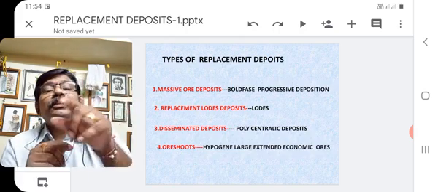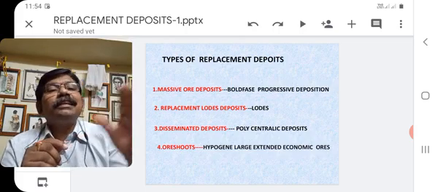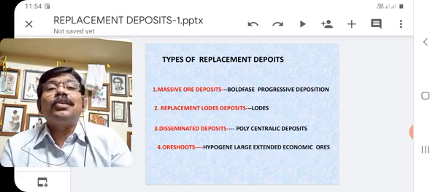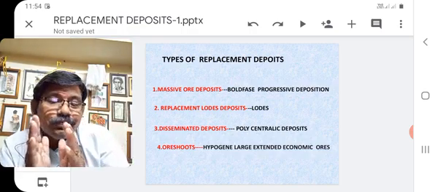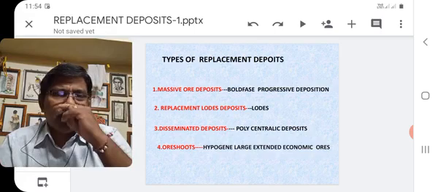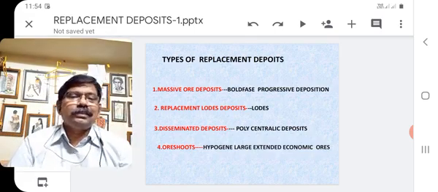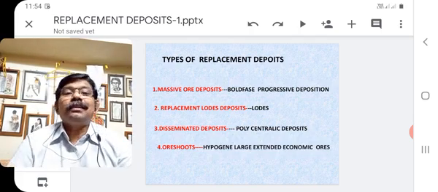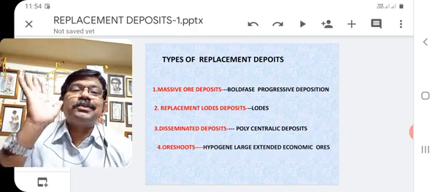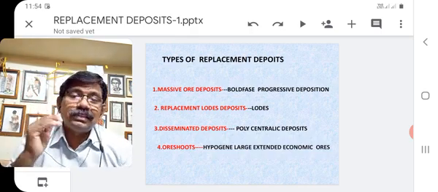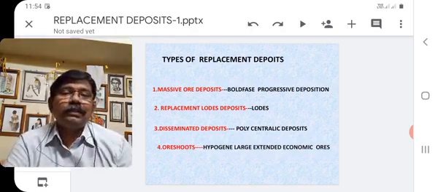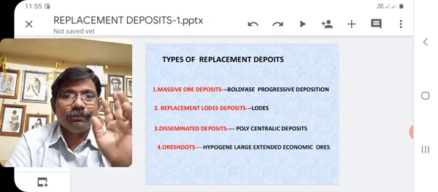And the second one, replacement load deposits, right? That is against those loads, whatever. I will explain what the loads are, right? Third one, dissemination, that is polycentric, how it will be. Each process will give each type of deposition, right? Each process will give each kind of deposition. That's very important. Here, massive ore deposition is caused by the progressive bold phase, that is known as the bold phase progressive advanced deposition. By its behavior they kept that name, right?